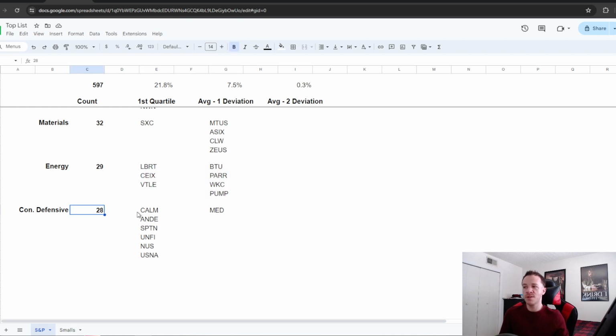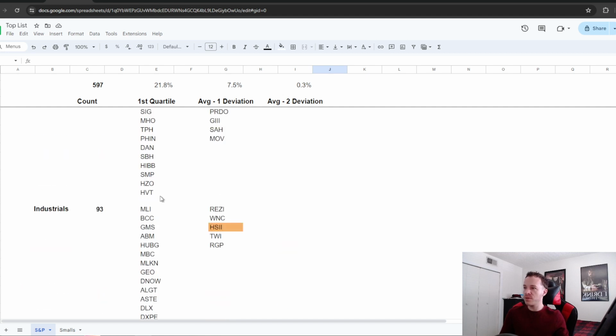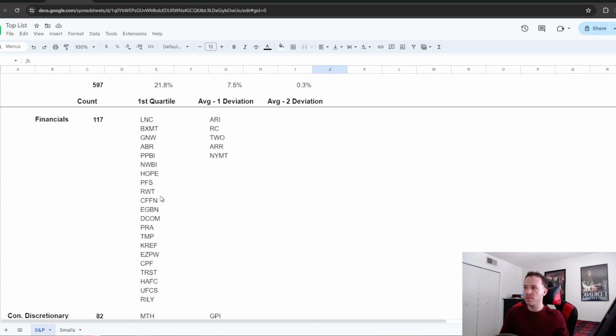And then Consumer Defensive has 28 companies in the sample, with 7 of which fall under the first quartile, and 1 of which falls under the first standard deviation. So that's all of the different sectors, 10 of which that we've separated out once you include utilities and communication into one, and 597 companies that have been analyzed in this method.